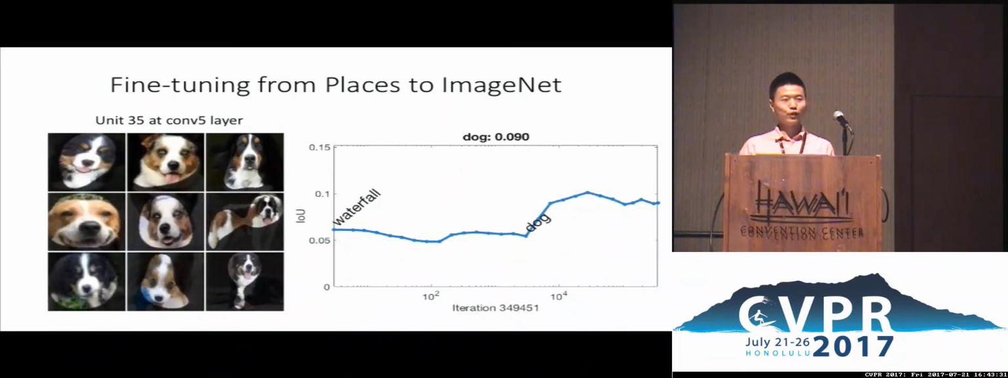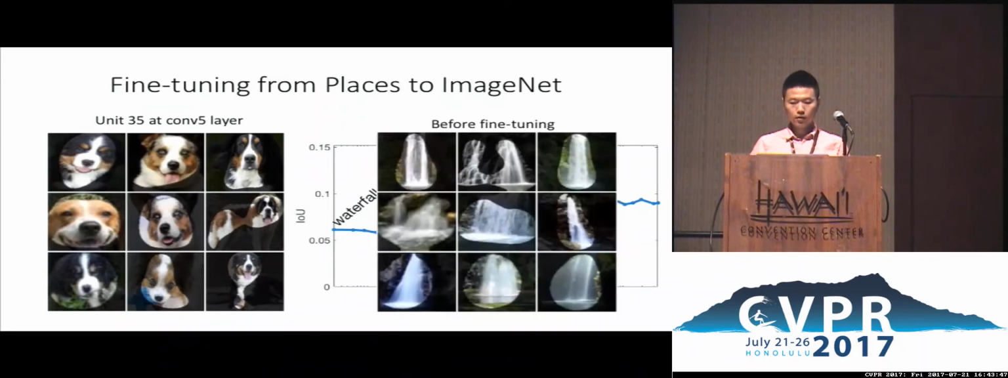So you see during the fine-tuning, this waterfall detector unit evolved into a dog detector, because there are so many dog categories in ImageNet. Those networks need to spend their capacity to represent the parts of the dog to differentiate those different categories. Before the fine-tuning, this is just a waterfall detector. Those two patterns share some similarities. It's like white and black stripe patterns.